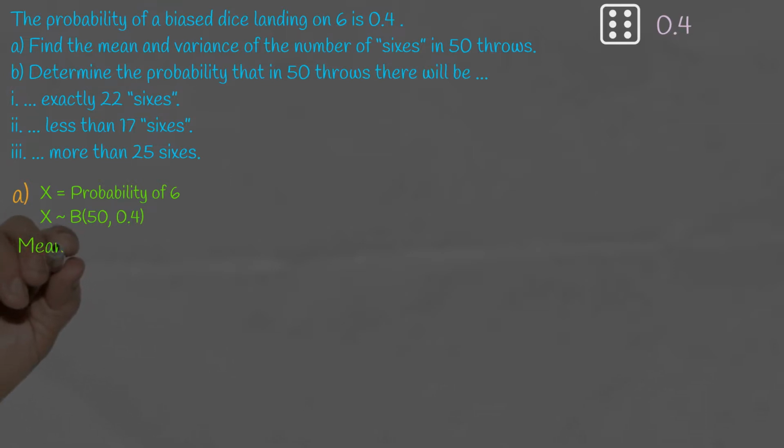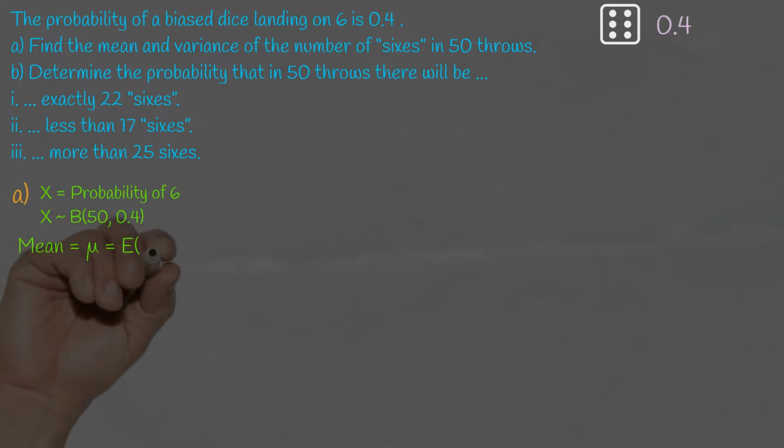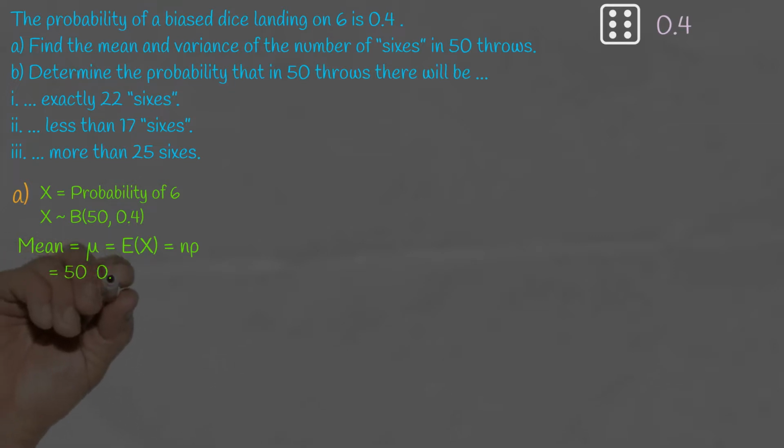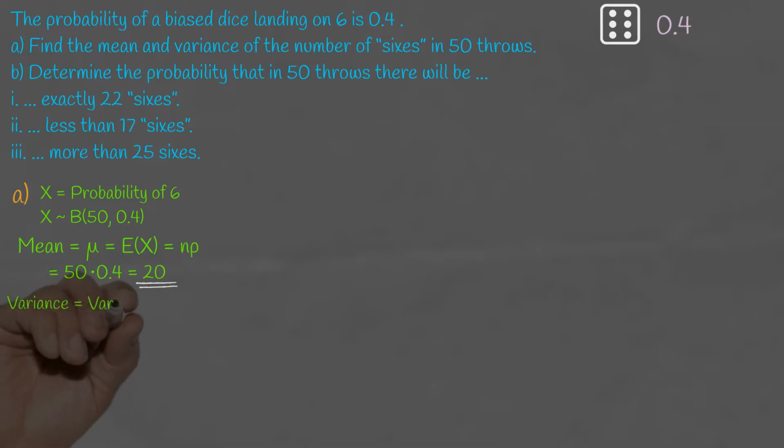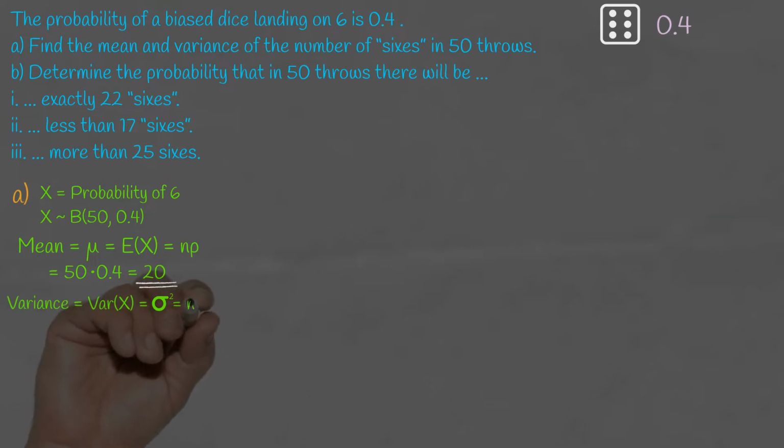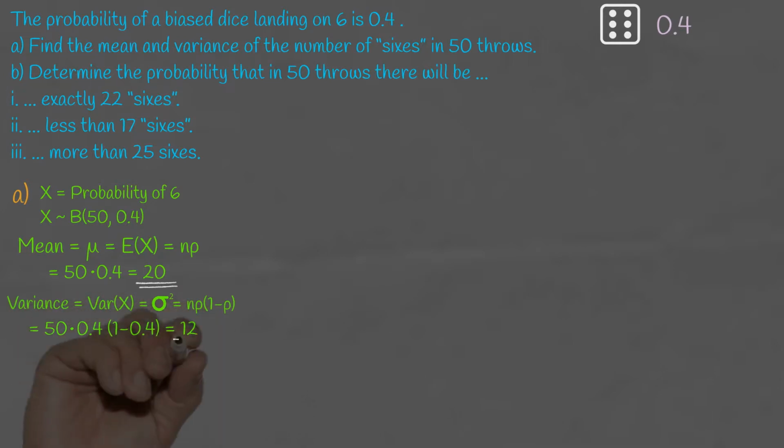Now finding the mean, which can also be expressed as mu or E of X, the expected value of X, is equal to np. So if we times 50 by 0.4, we get our value for the mean, which is 20. The variance, Var X or sigma squared, is just as easy to calculate using np times by 1 minus p. So putting the relevant values in, we get the value 12.